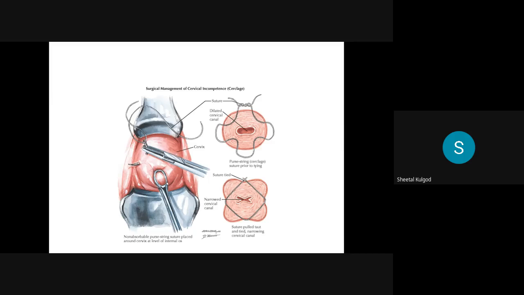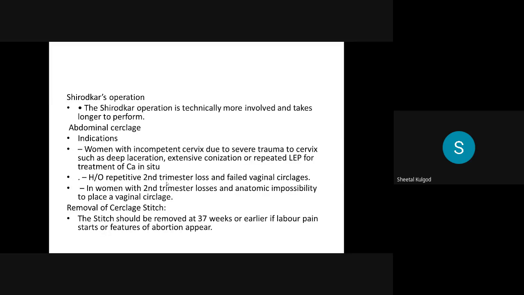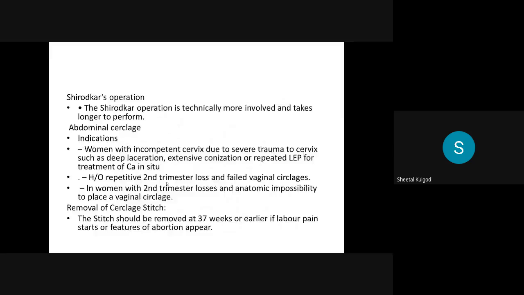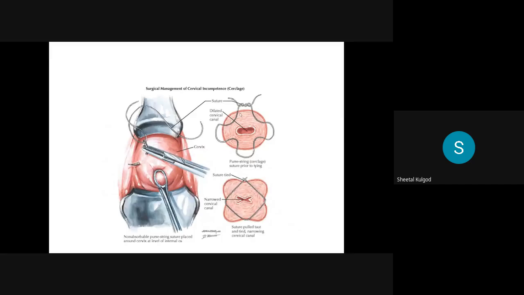Management is by 2 important stitches, which we discussed last time. The most commonly performed one is the McDonald's, where they take a circular stitch around the cervix as high as possible at the level of the vaginal fornix, and the knot is usually tied behind. It's just a purse string suture, taken submucosally. This is the most common operation performed for cervical incompetence, that is the McDonald's cerclage.